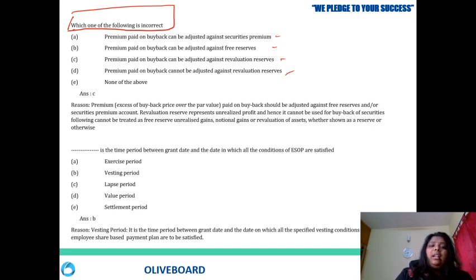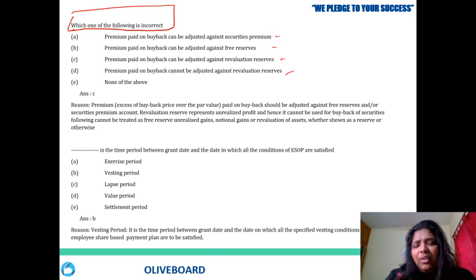Now, in this, premium paid on buyback can be adjusted against securities premium. First of all, understand securities premium. Securities premium means, when you issue equity shares or preference shares, whatever it is, at a price more than par value, par value means face value, then that hike in the price is called premium.